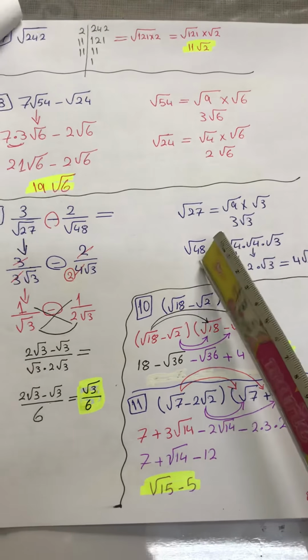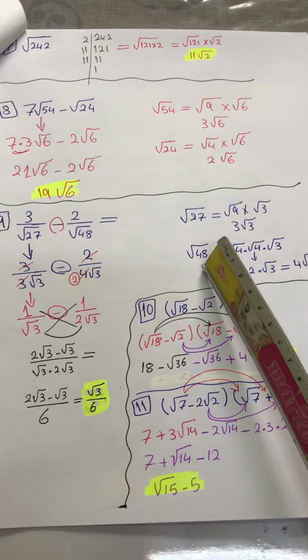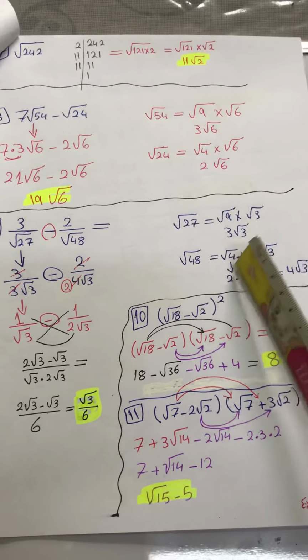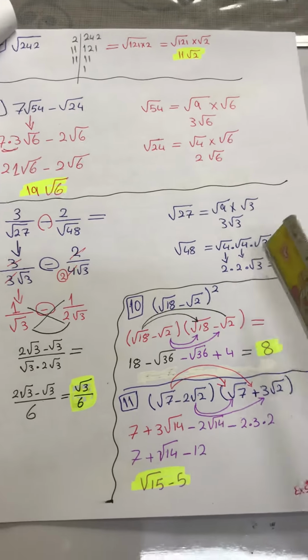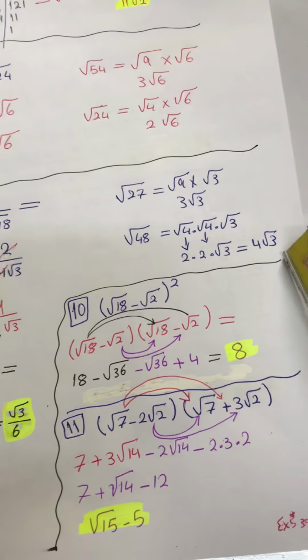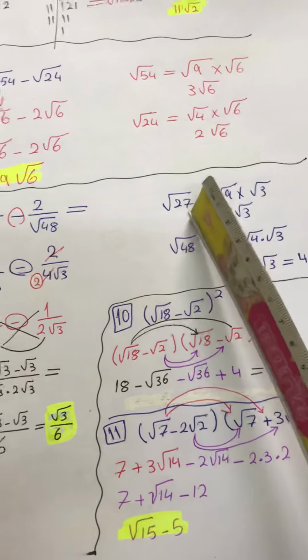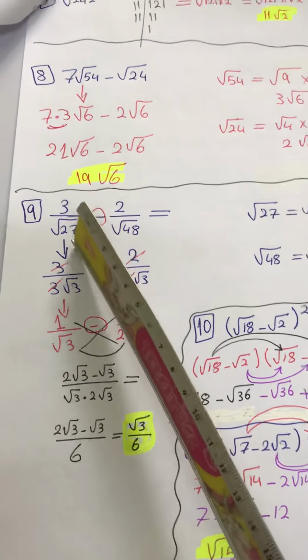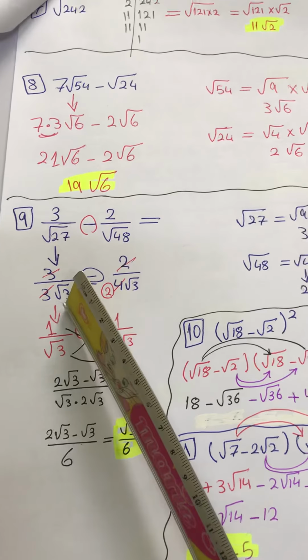As you see here, it's 6 times 8. Or we can say it's 4 times 3. And finally, it will be 4 square root of 3. Instead of square root of 27, I'll put 3 square root of 3.